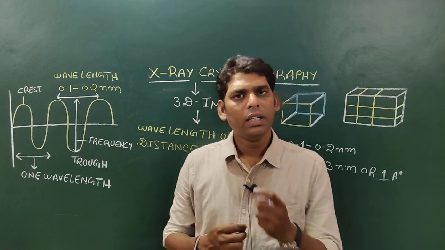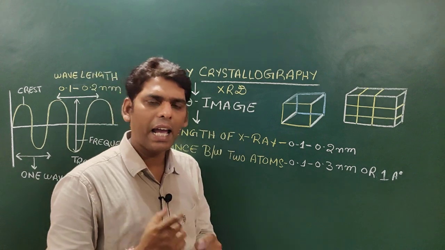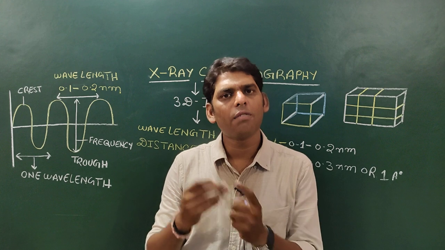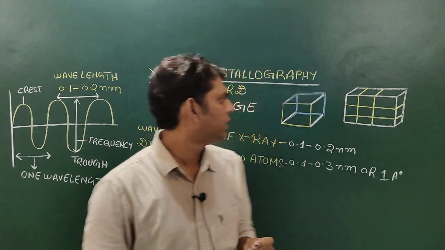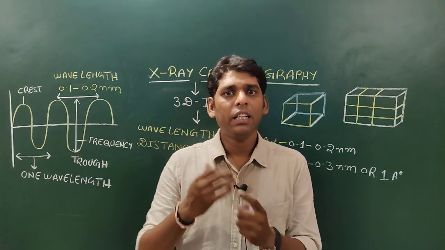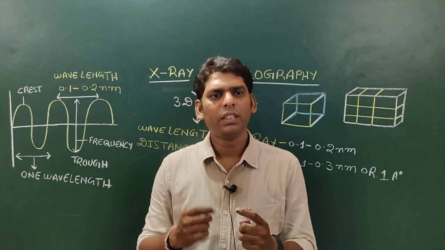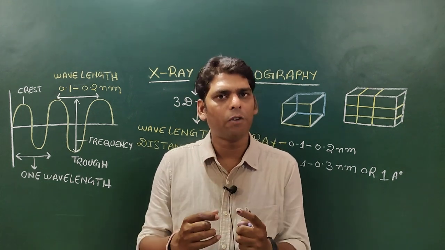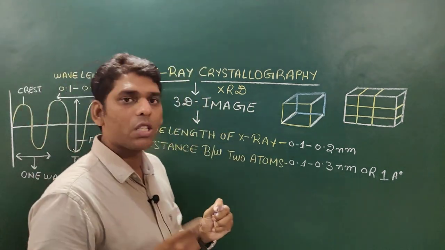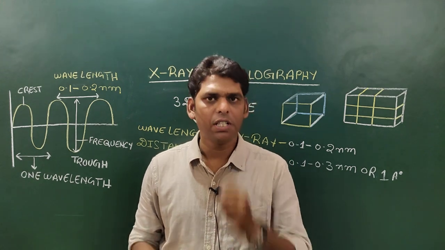Okay, students, we have two techniques. One is X-ray crystallography, and another one is NMR, which is used to determine the 3D structure of biological molecules. Generally, when we use NMR, we use the liquid sample, or you can say liquid form of the biological molecule. You know that generally biological samples are present in liquid form, okay? But when we use X-ray crystallography, then we use solid form, that is the crystalline form of a biological sample. This is the first difference.